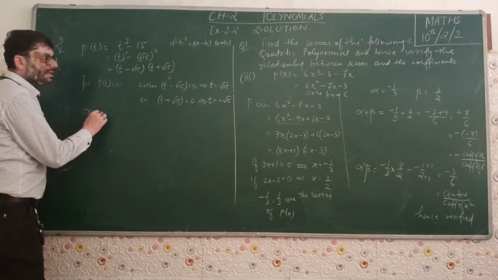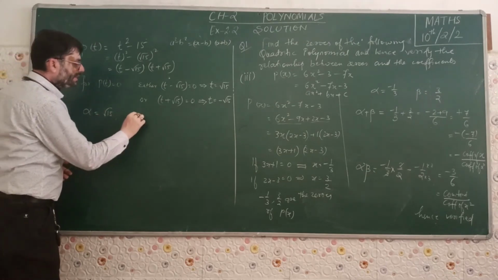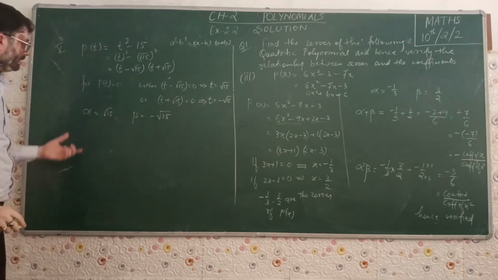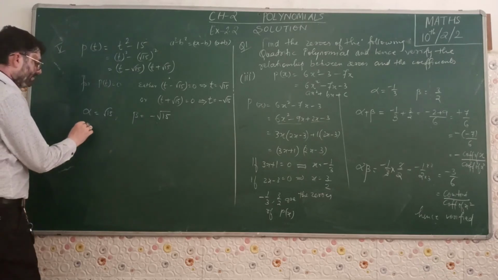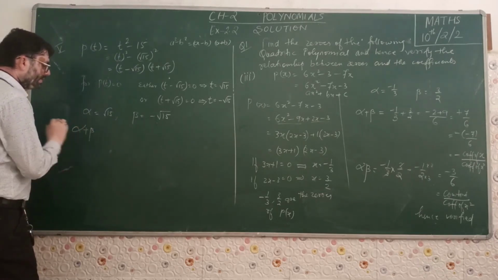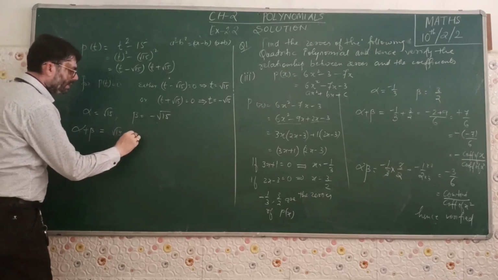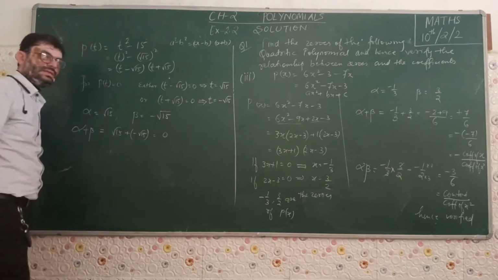Alpha is equal to root under 15 and beta is equal to minus root under 15. So we have got two zeros and we will have to just verify. Let us verify the sum of zeros, that is alpha plus beta is equal to root under 15 plus minus root under 15, and this is equal to 0.